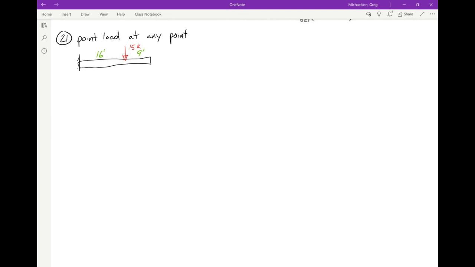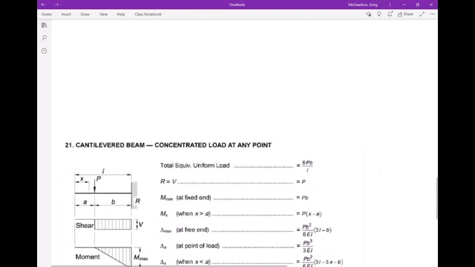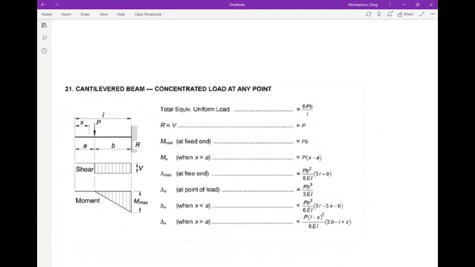You can't use case 22 for this because the point load is not at the free end, it's in the middle of the beam. You can't use case 22, you have to use case 21. Now let's look at case 21. I have case 21 down here. So here's case 21. Let's investigate our formulas.